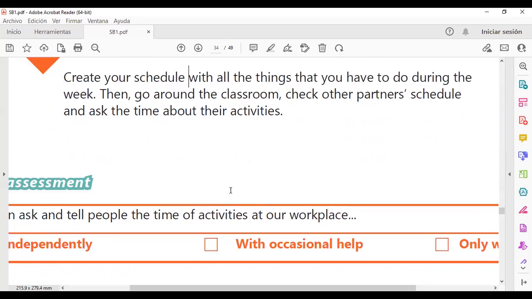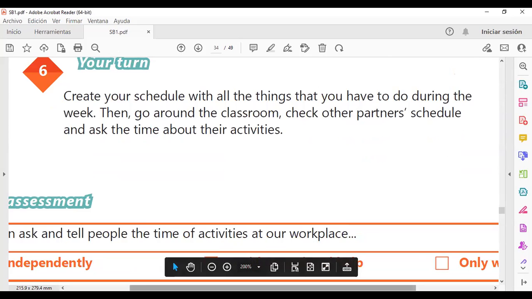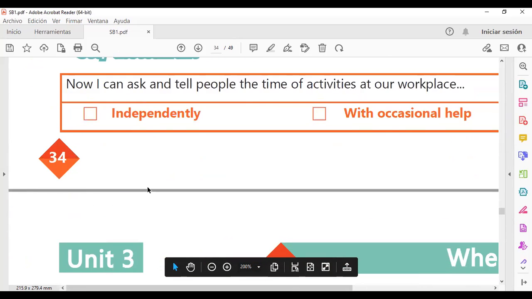Is that right? The page that we're working with is the 34.